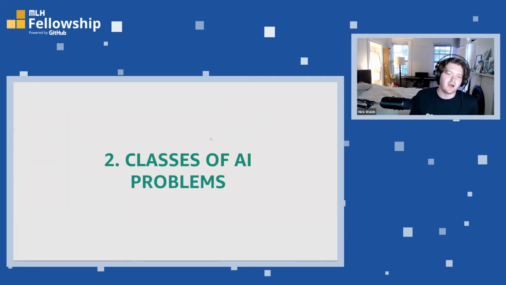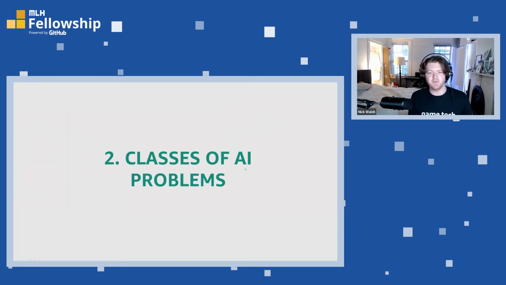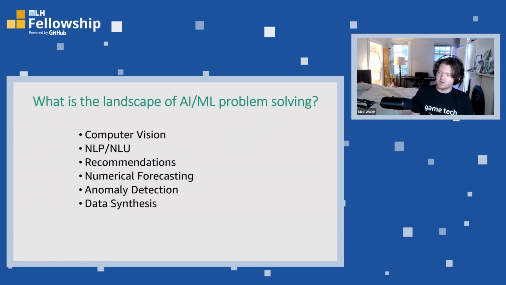We're good. All right, classes of AI problems. I know this one wasn't too popular, but it's also really short. I won't dwell on it too long, but I think it helps to set the stage. So when we're talking about the landscape of AI ML problem solving, these are things you've probably heard a lot about. Again, more buzzwords, but let's lend a little bit more fact to them.